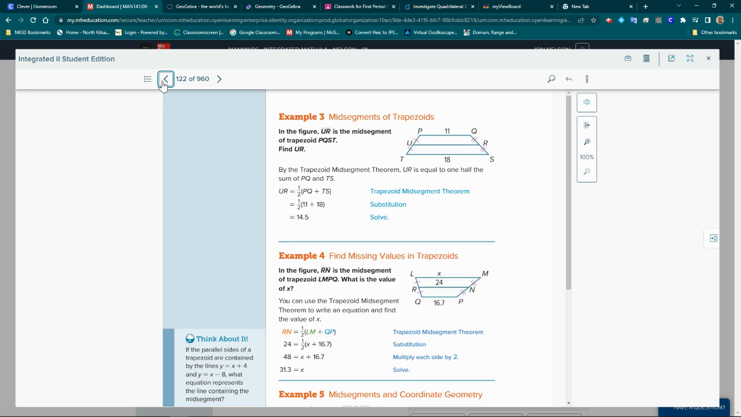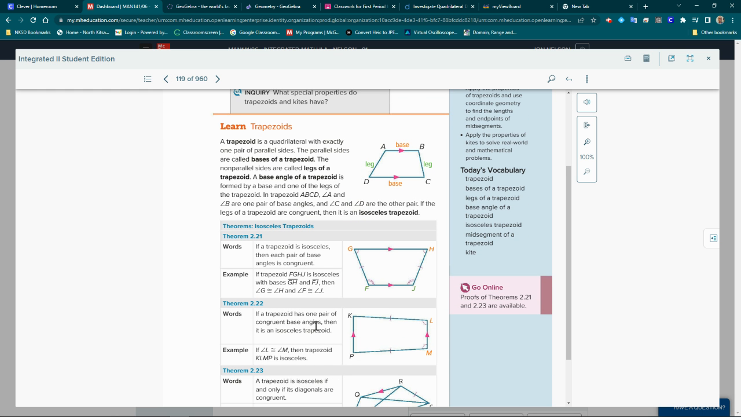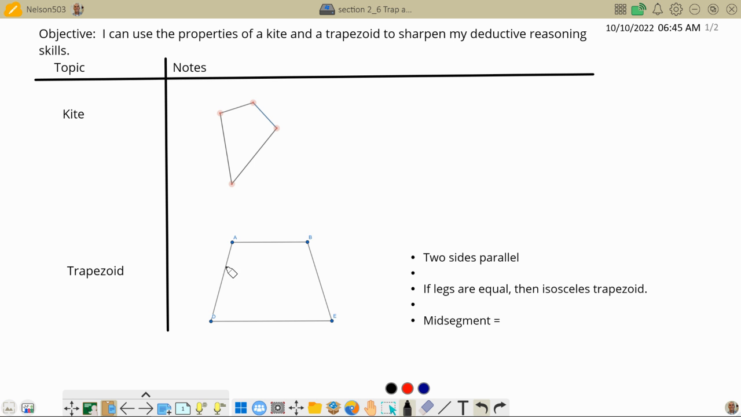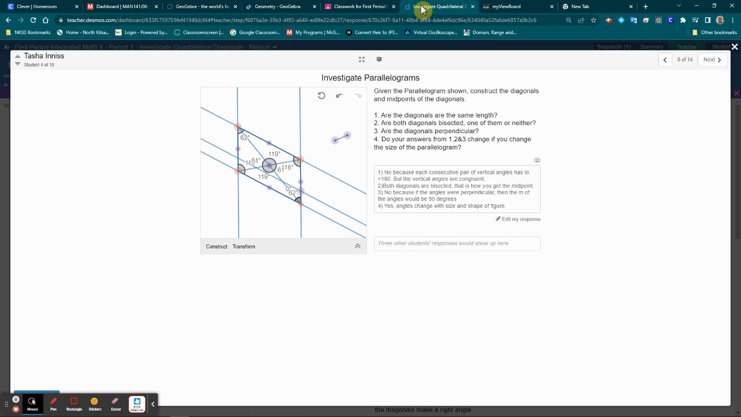So when we look back here in section 6, let's go back to the start of the section. They start with trapezoids, and they talk about isosceles trapezoids a lot on this page. So let's look over at our notes. Trapezoids are the second object that we have set up in our focus notes because we looked at kites on Friday in that Desmos activity. So if I switch over to the Desmos activity real quick here, it looked like this.